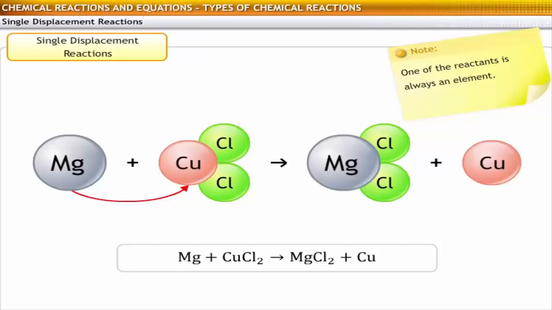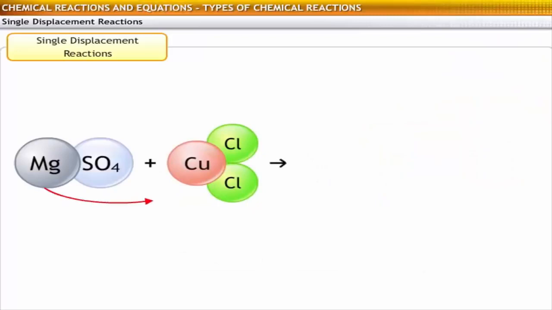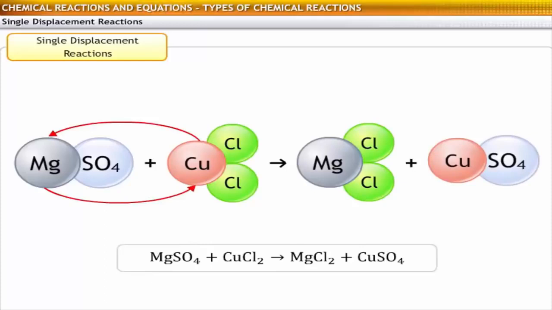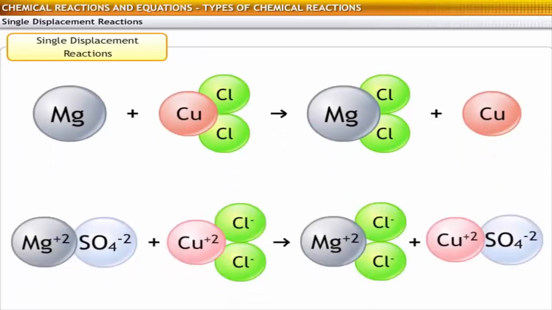For instance, let's consider another reaction where magnesium sulfate reacts with copper chloride to form magnesium chloride and copper sulfate. Even though this reaction seems similar to the earlier example, it is not a single displacement reaction because both the reactants are compounds that exchange ions.